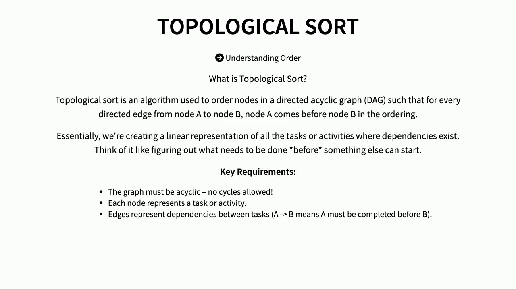Okay, let's talk about topological sort. It's all about figuring out the correct order to complete a set of tasks when those tasks have dependencies on each other, meaning some things have to happen before others. We're dealing with directed acyclic graphs here, which means no loops or cycles. If there were, we couldn't determine a valid order. Imagine you're building a house.